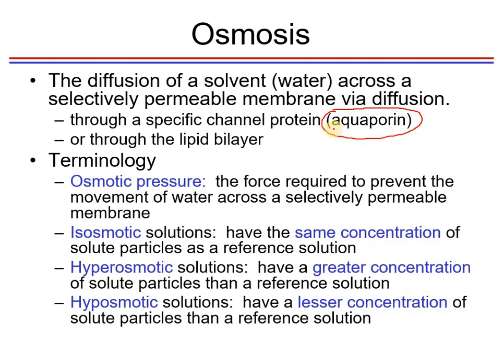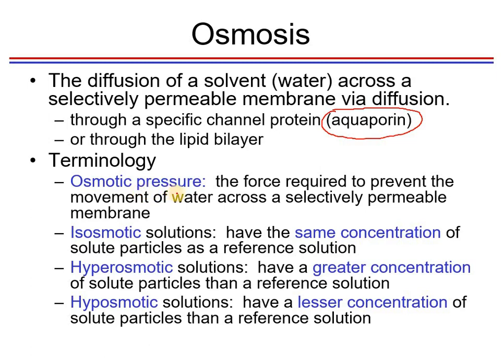Or pwede rin yung water na mag-pass through sa lipid bilayer directly. 'Di ba doon sa pinag-aralan natin sa parts of the cell or sa components ng plasma membrane, yung water ay pwede siyang makapass through. Kaso nga lang medyo hindi mabilis, no? Mabagal siya. Kasi nga sa polarity nila, no? Yan. So that's it. So we have here the different terminologies naman.